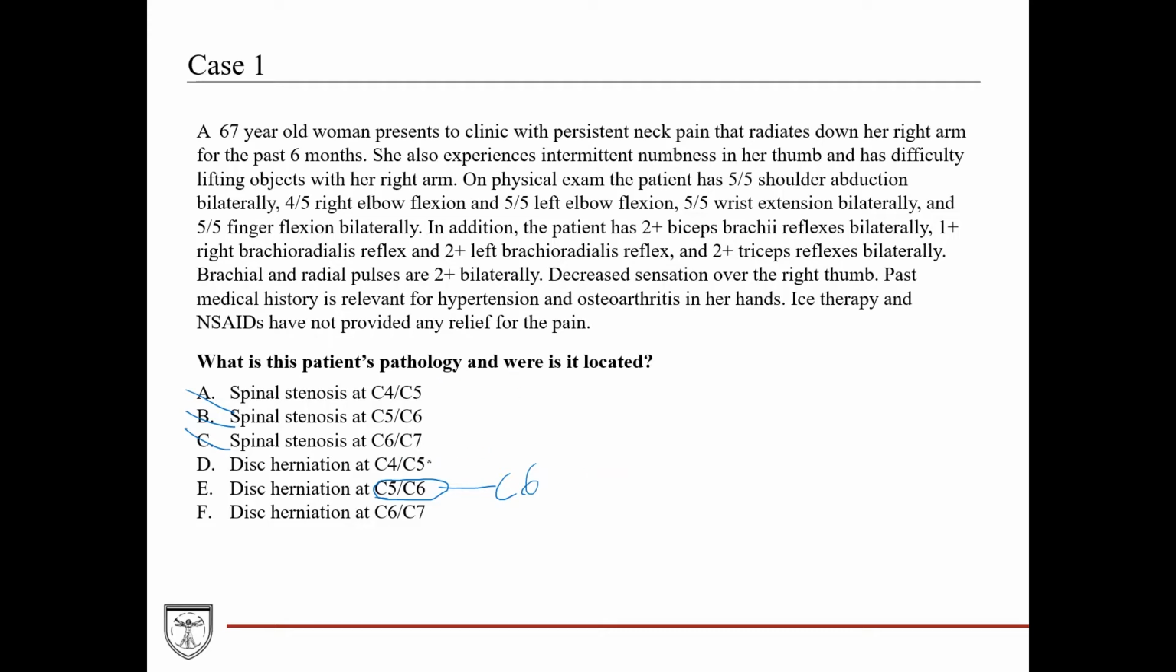Now, if it's a C4, C5, this is going to be a C5 spinal nerve. And what you're going to have is decreased sensation over the lateral shoulder, a decreased biceps brachii reflex, and then a weak shoulder abduction. So this patient doesn't really have any of that. So it's not that. And then at C6, C7, this is going to be a C7 spinal nerve impingement. And for that, you're going to have decreased sensation over the middle finger, weak elbow extension, and then a hypoactive triceps reflex. So again, the patient doesn't have any of those. So that gives us our final answer, disc herniation at C5, C6, compressing the C6 spinal nerve.